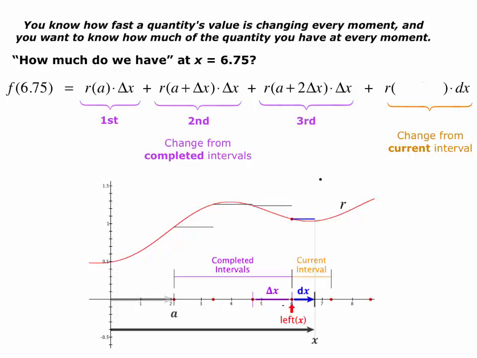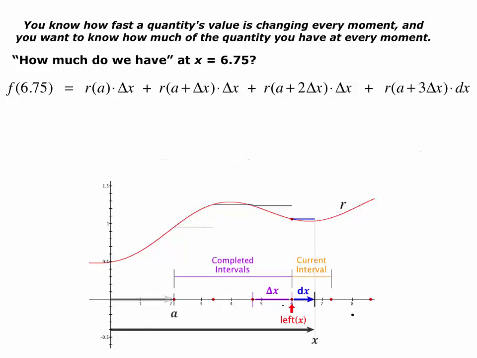Okay? What about the current interval? A plus 3 delta x, and we know that's the same as left. We'll come back to that later. We're going to work on completed intervals for now. But that A plus 3 delta x, just as a preview, that's exactly the same as what we call left of x. And we'll go back to that later. So let's look at our completed intervals there.